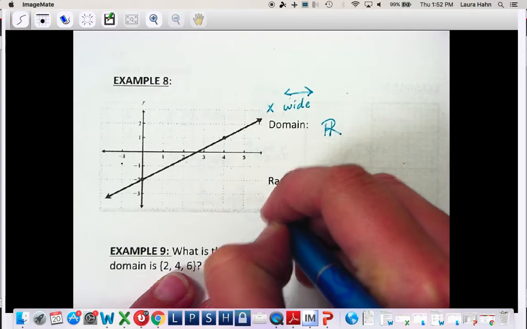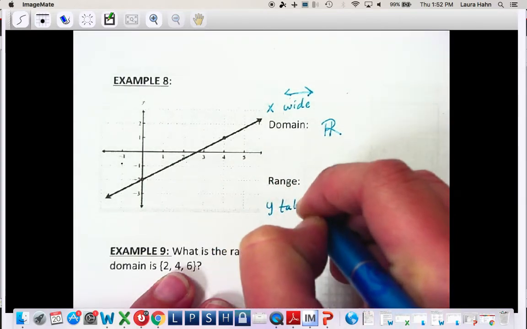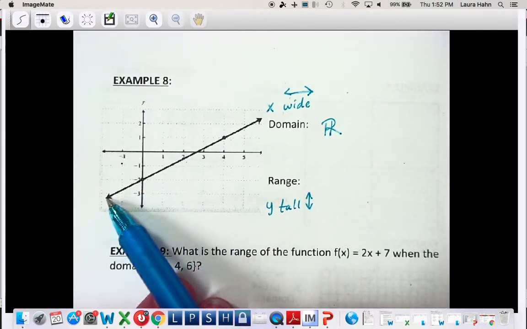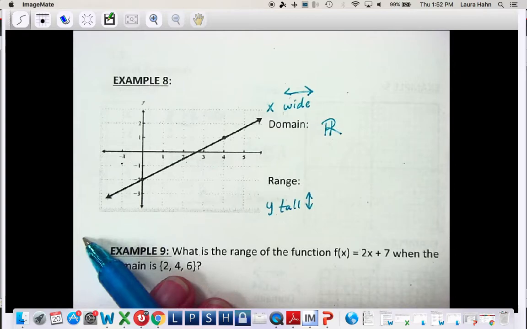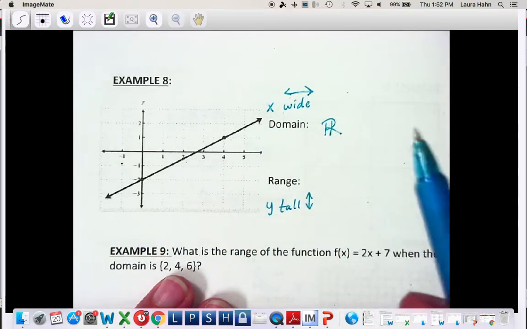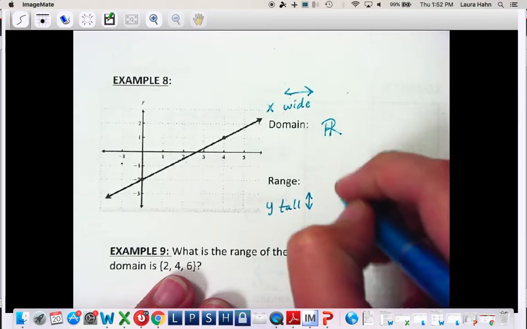Range, y, that's how tall it is, because the y-axis is up and down. So bottom to top. As I go down, it's going to go down forever and ever because of the arrow. It's going to go up forever and ever. So there's no stopping it. We call that all real numbers.